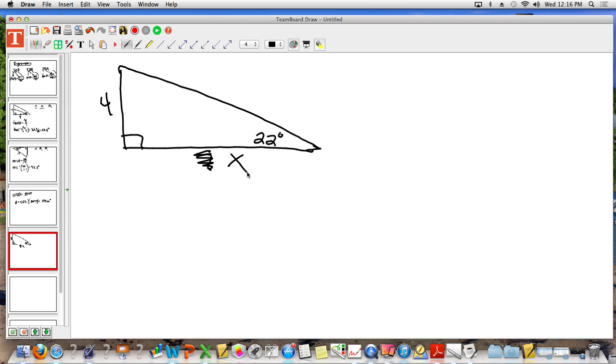So, all right. Let's say first of all you need to figure out this angle. How would you do that? Very good. Take 180 degrees, minus 90 degrees, minus 22, and you end up with 68 degrees, right? All right, so that angle is 68 degrees. When you are using SOHCAHTOA, please use the angle that you were given, if you can.